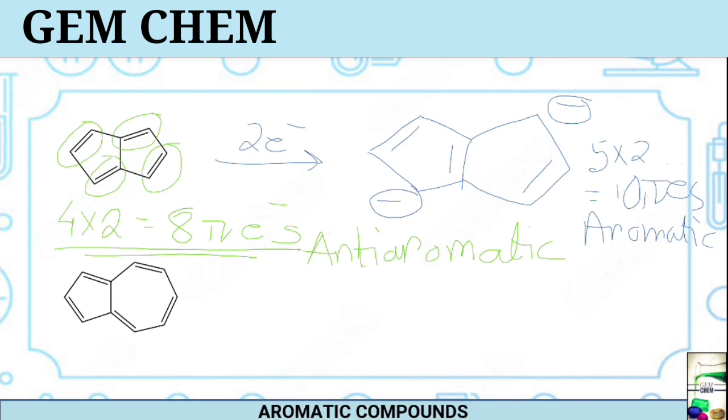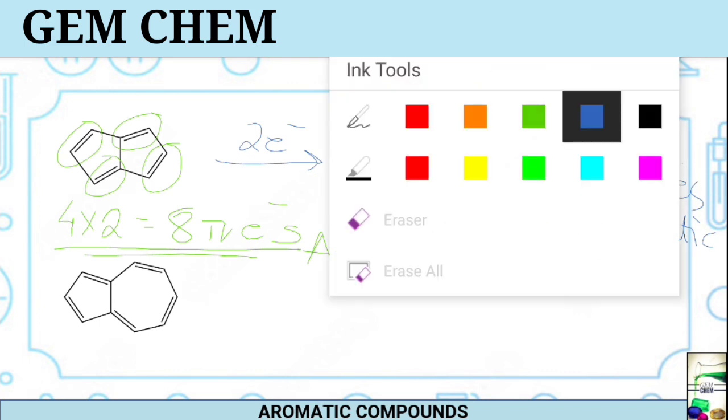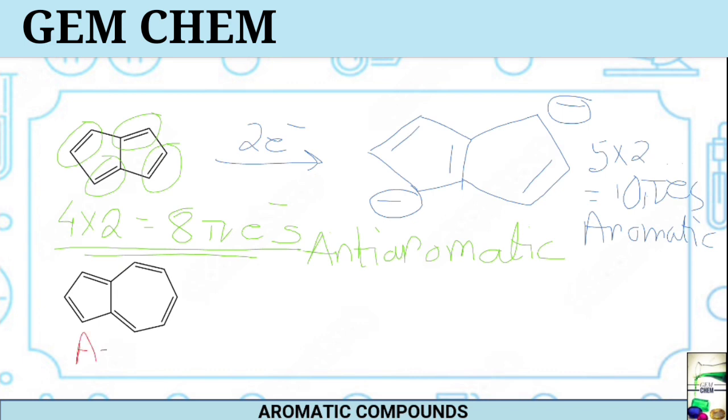Now we will see another one, that is azulene. This is known as azulene. This is a blue colored compound. Now if you see here the number of pi electrons, it is a 10 pi electron system, and we can say that this is aromatic, right? And it has a strong dipole moment present.